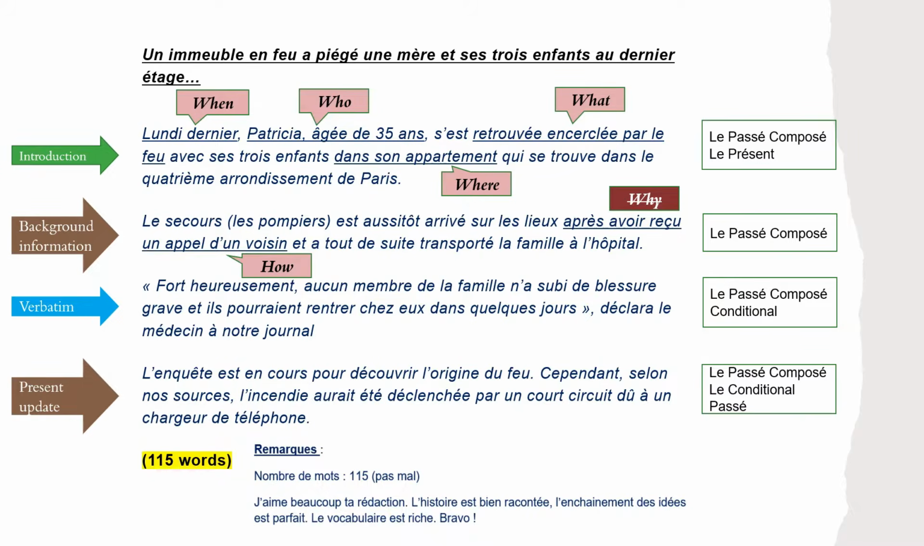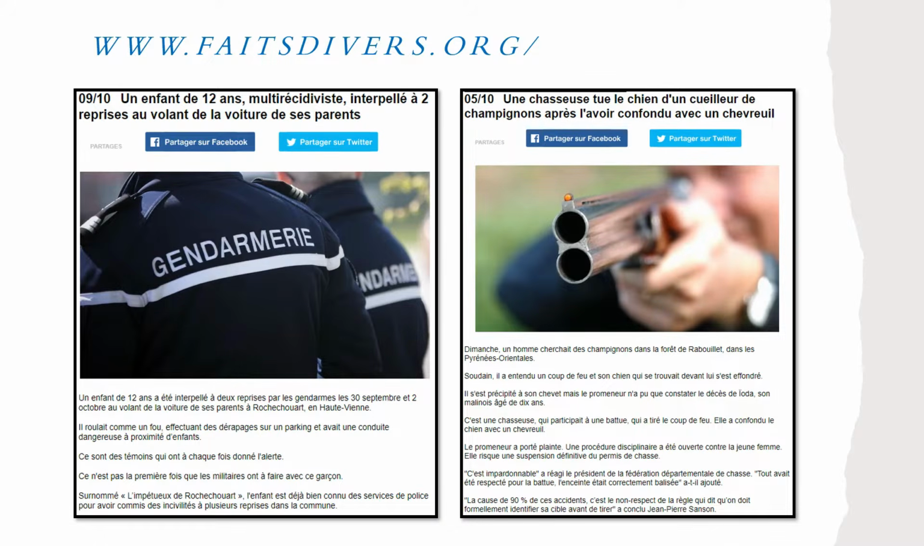Vocabulary is also rich. For section A, if you go to this website, faitdivers.org, and read some of these faits divers, you would realize that the kind of structure that we are using is actually very similar to the structure of the faits divers which is actually being used. So in the first statement, you can see that they are also kind of using four W's. Then when they are giving the background information, they are using l'imparfait, and then they're using one quote from somebody, either the person who has been through this situation or somebody else who knows this person.